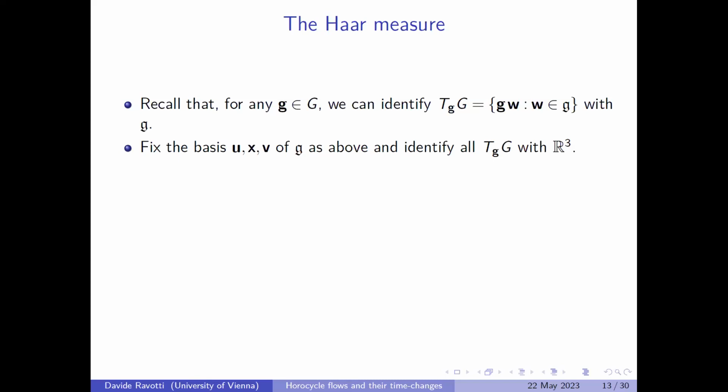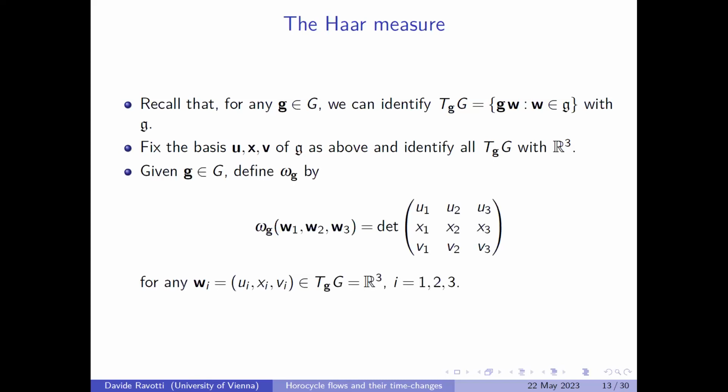All these tangent spaces are identified with R3. So I will define omega g by doing the following. Every time you take 3 vectors in the tangent space at G, W1, W2, W3, and say the coordinates are U1, X1, V1, U2, X2, V2, U3, X3, V3, I will define omega g of these 3 tangent vectors at G to be the determinant of the matrix whose columns are the coordinates with respect to this basis.